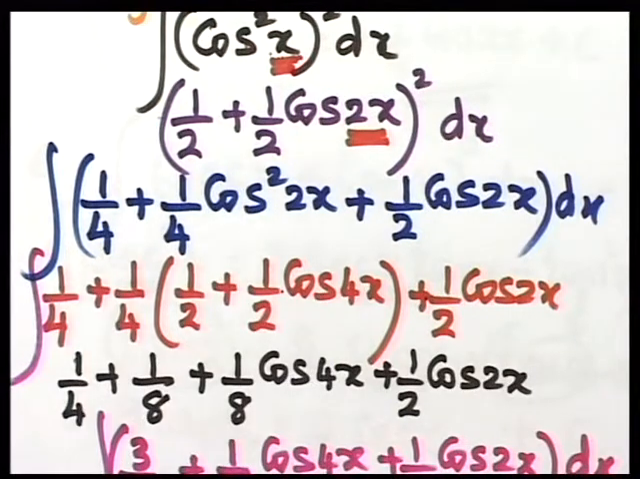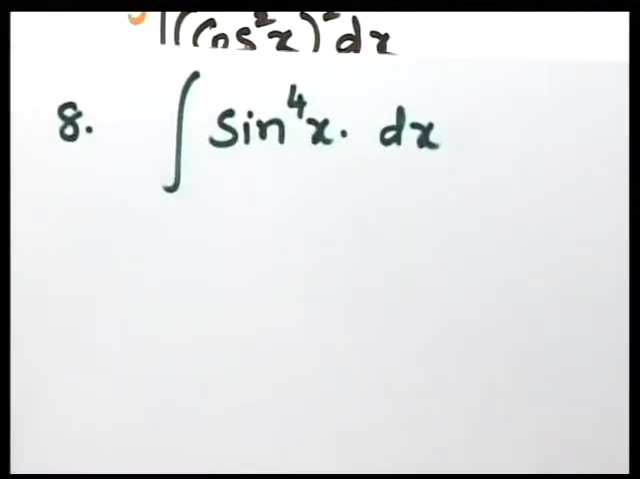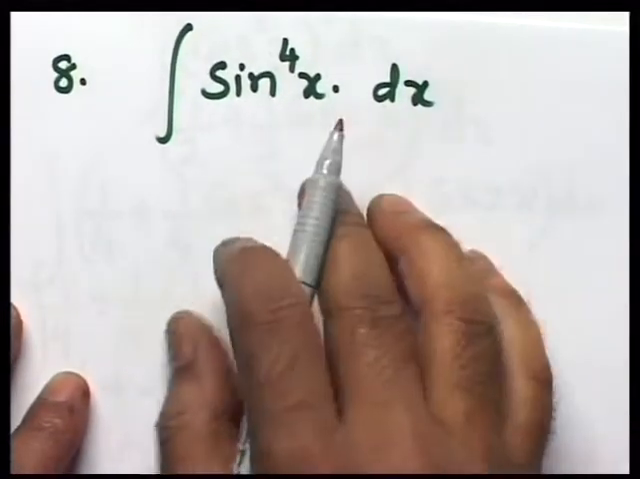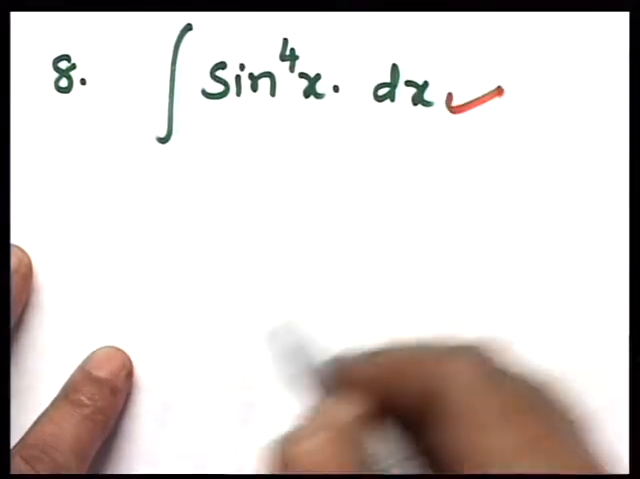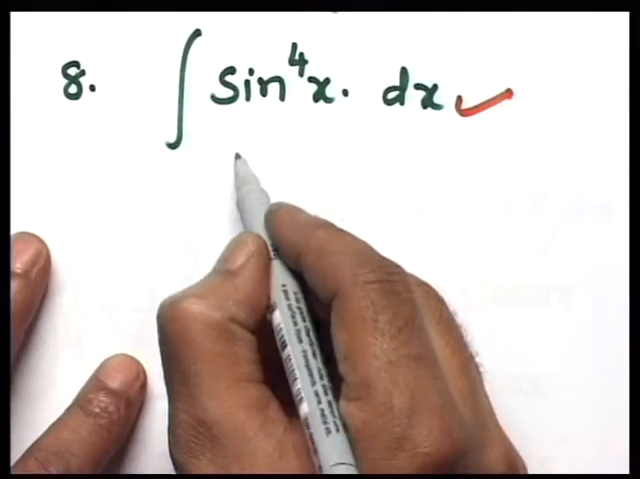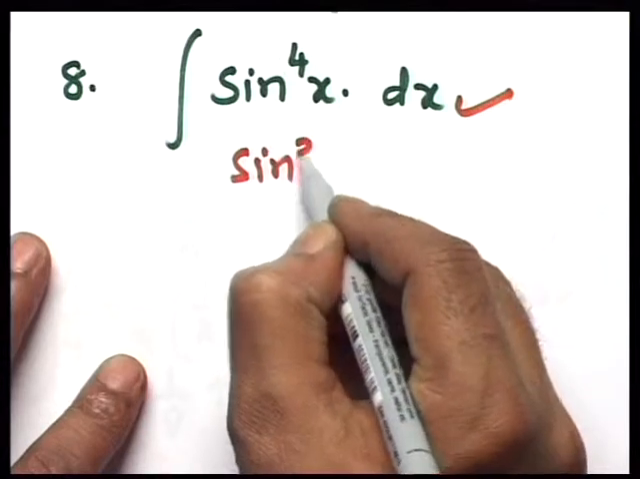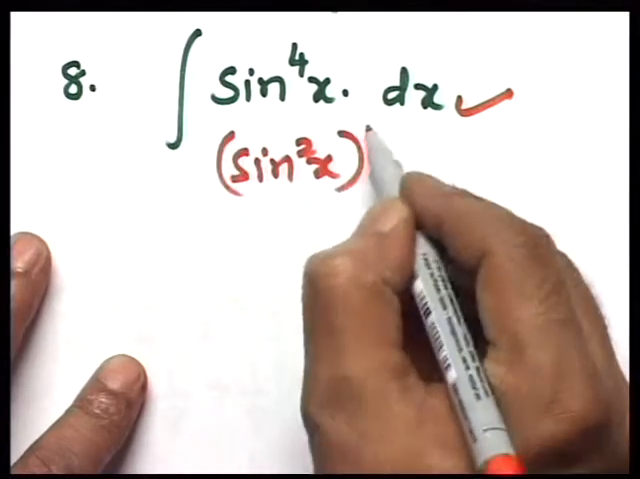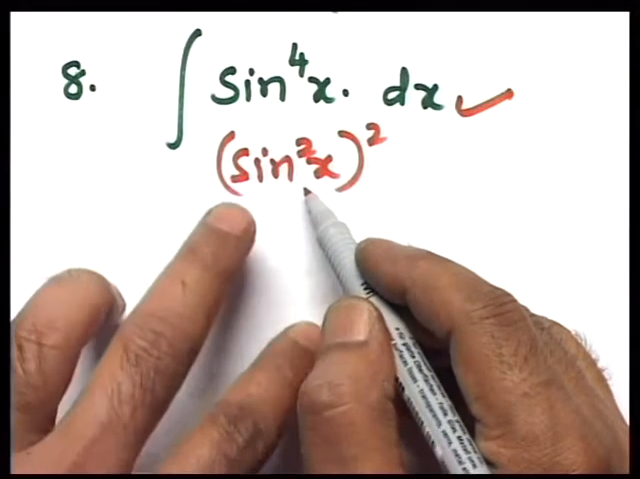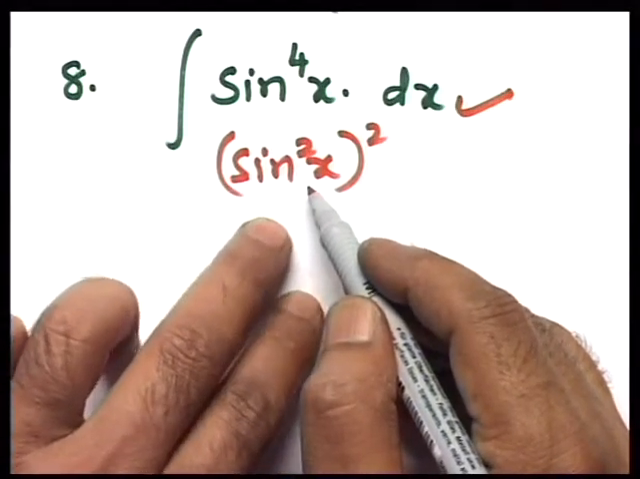So I have question 8, which is sine to the power 4 x. I will leave this question with you. You solve that, but apply the same method that we did in the last one. So simply write that as a sine square x and then a whole square. You know how to write sine square x in terms of the double angles of cos theta, right?